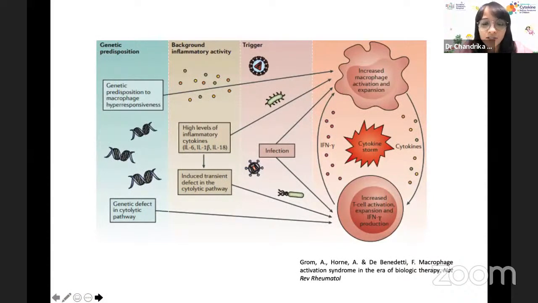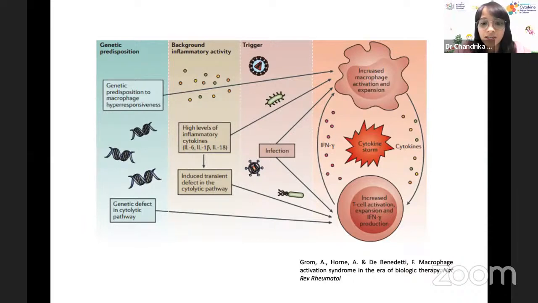So again, going back to this figure, this is a multi-layer model which actually shows the probability of developing macrophage activation syndrome in children with rheumatological diseases. What it actually says is that these are the three essential triggers you need for the development of MAS: either a genetic predisposition in the form of a hypomorphic mutation, which leads to increased macrophage activation, or a defect in the cytolytic pathway, coupled with very high inflammatory activity, wherein there are very high levels of circulating interleukin-1, 6, or interleukin-18 levels, and then possibly an environmental trigger. So a combination of these pushes these children into developing proliferation of macrophages and cytokine storm with the release of further cytokines as well.